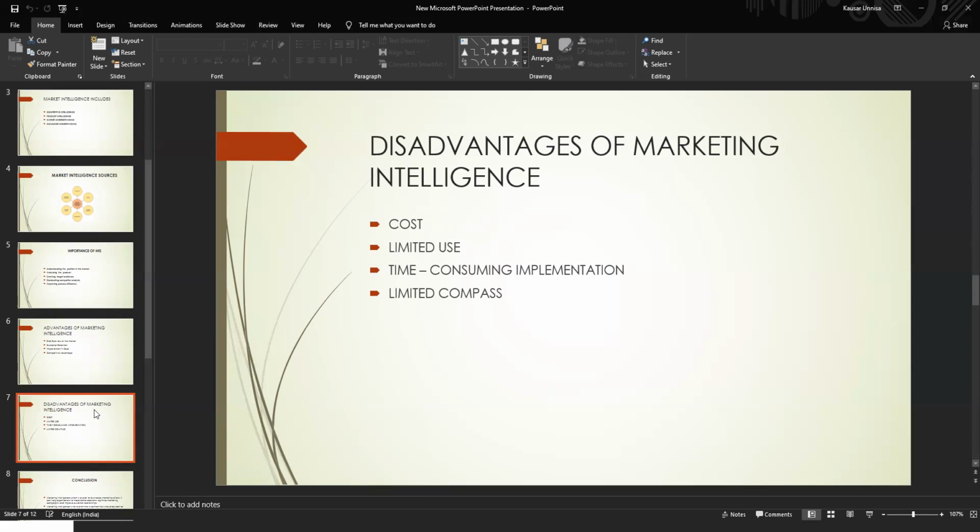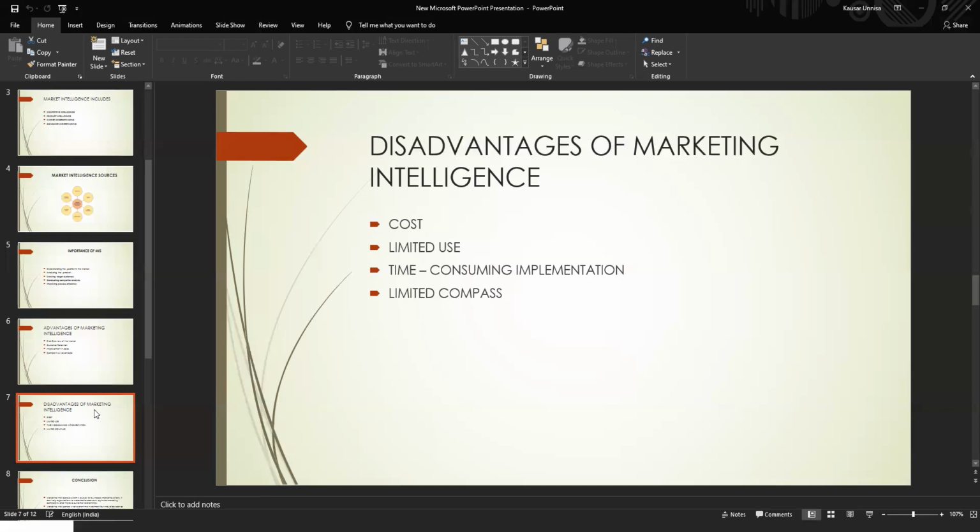The next one is limited use, because whatever information we have collected today, most of the consumers are affiliated to the organization. A larger part of the market is not at all considering the necessities of the existing customers. So whatever information is gathered with the help of market intelligence, its usage will be limited, so it becomes a disadvantage there.